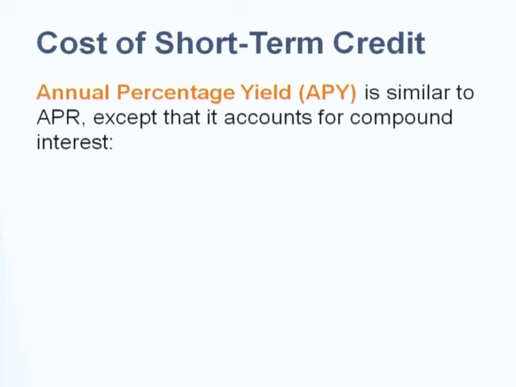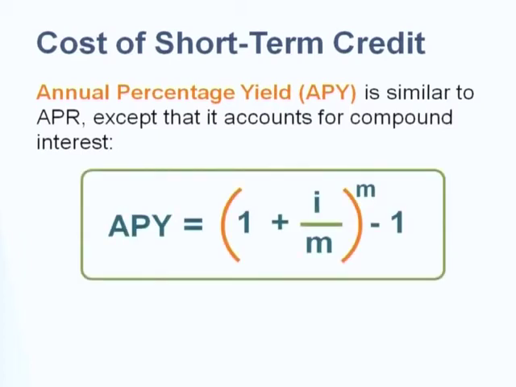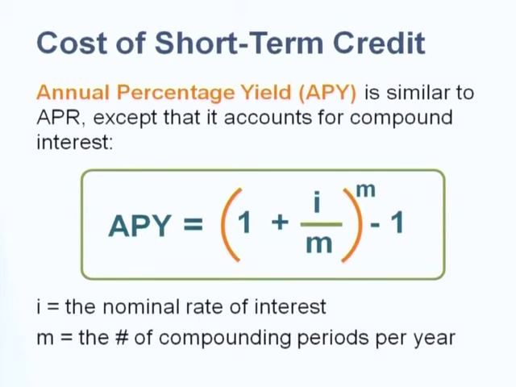What about APY, annual percentage yield, or EAR? It's the same thing, similar to APR, except that it accounts for compound interest. So we have the formula: APY equals 1 plus APR divided by m, where m is the number of compounding periods, to the power of m, minus 1, right?